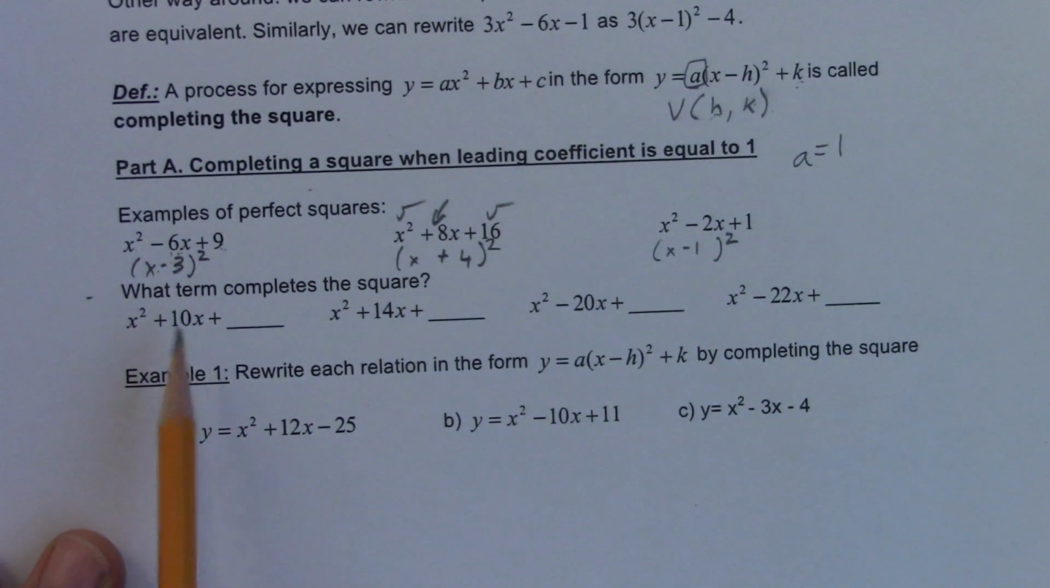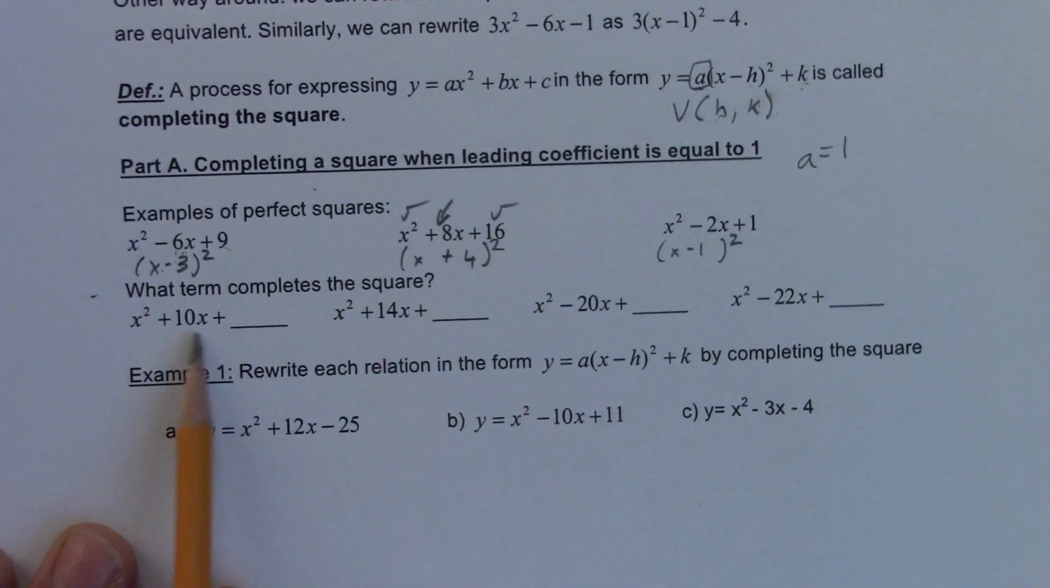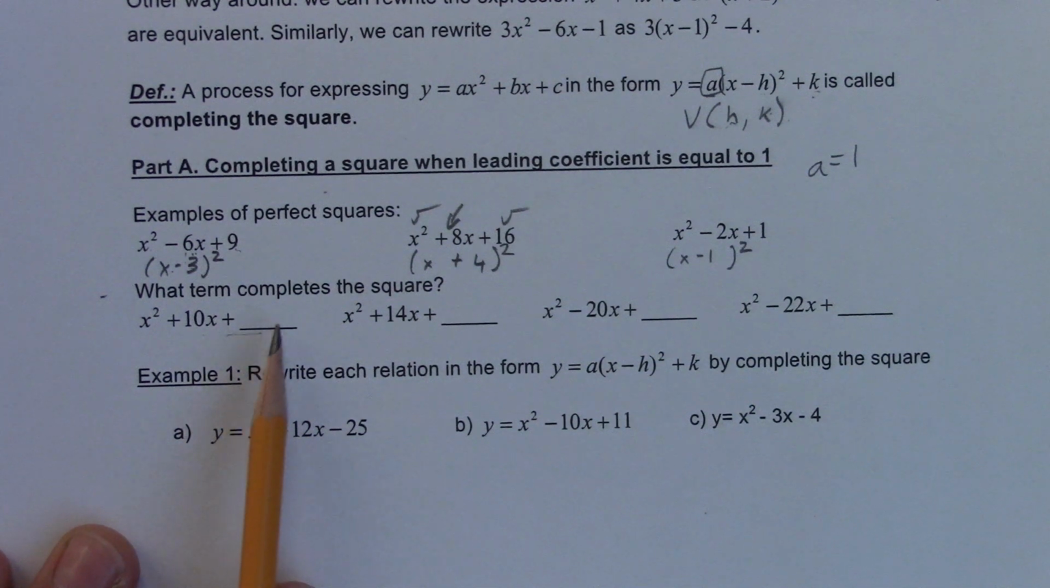We're trying to figure this out now. What term completes the square? All right, so we're looking for the missing term that makes this a perfect square.